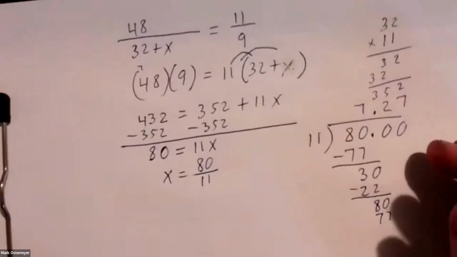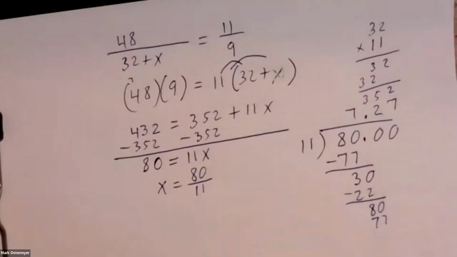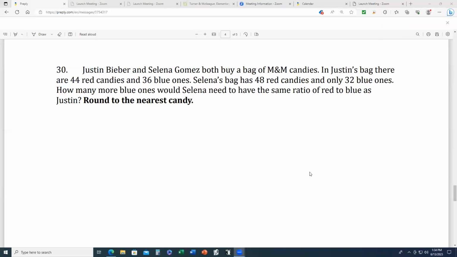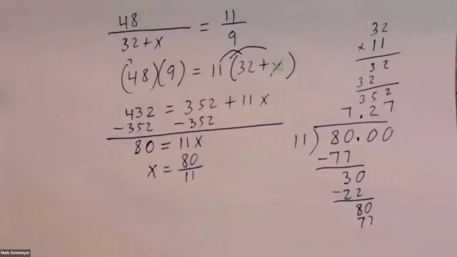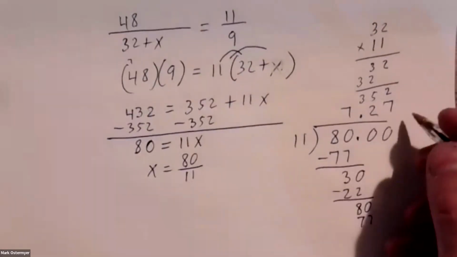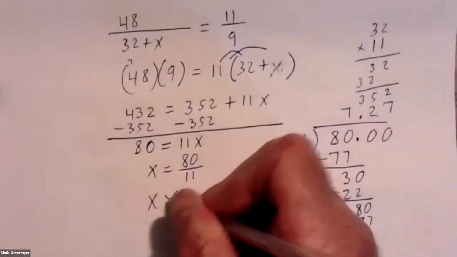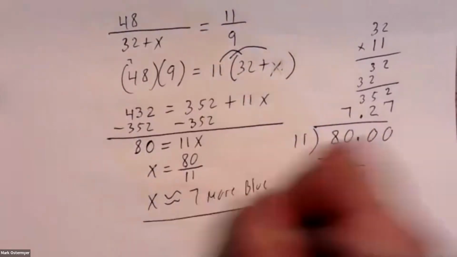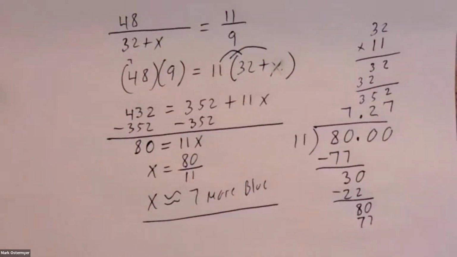All right, so it looks like, to the nearest whole candy, she needs about what? How many more blue? 39.27. Round to the nearest candy. That'd be 7 candies, correct? She needs approximately 7 more what? Blue. There's your answer. She needs 7 more blue candies.